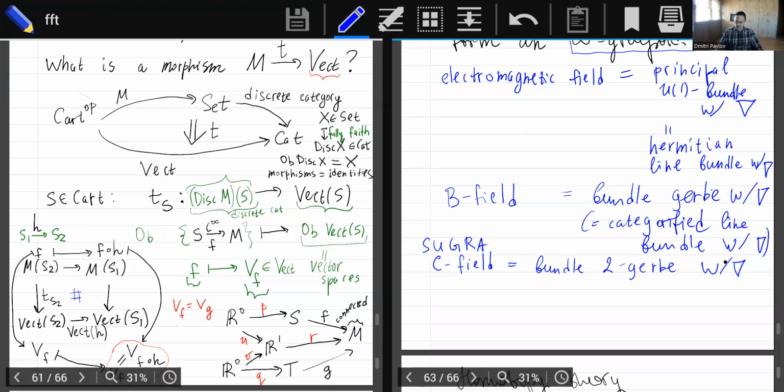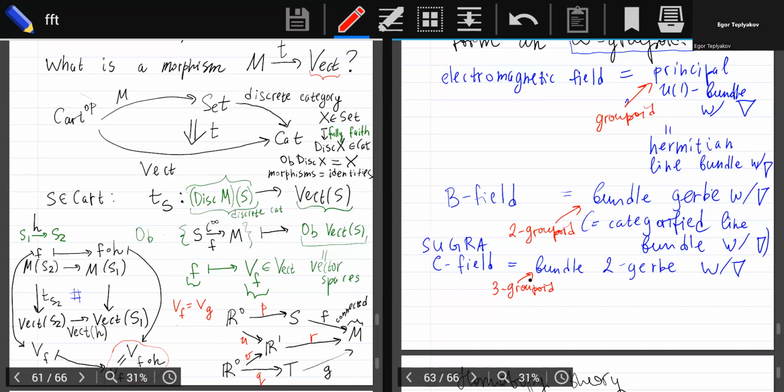Principal U(1) bundles with connection form a groupoid. Bundle gerbes with connection form a 2-groupoid. Bundle 2-gerbes with connection form a 3-groupoid. What about Yang-Mills theory? A groupoid is also appropriate there. In Yang-Mills, you have principal G-bundles with connection. That's an ordinary groupoid.